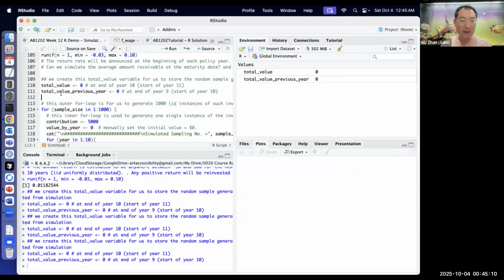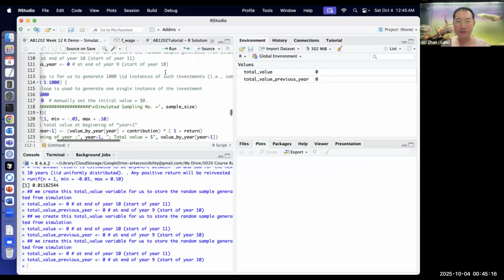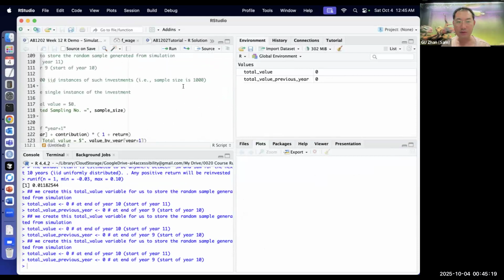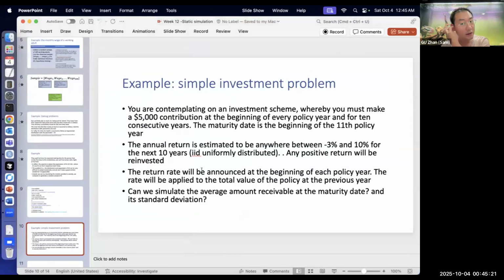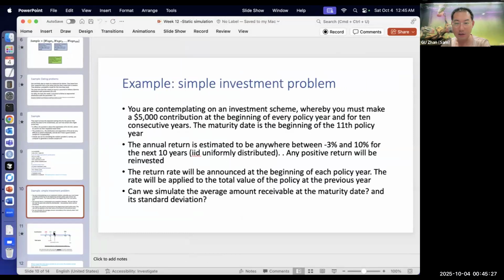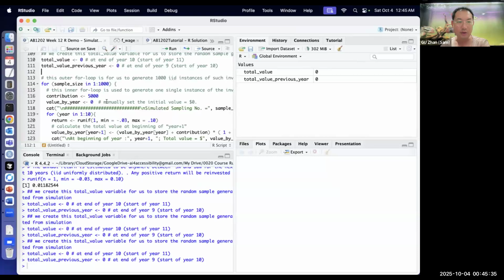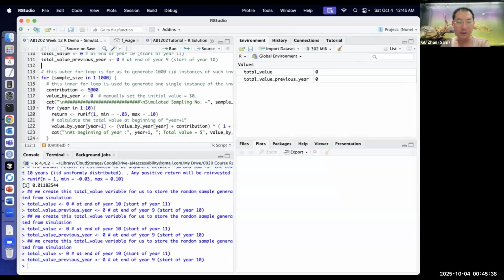Then the outer for loop is to generate 1,000 such investments. Sample size is 1,000, so it requires generating 1,000. Basically, we are using this piece of code with some more explanations. There's a loop to 1,000. There's an inner loop to get 10 years. So 10 years, one investment. Then we simulate 1,000 times.